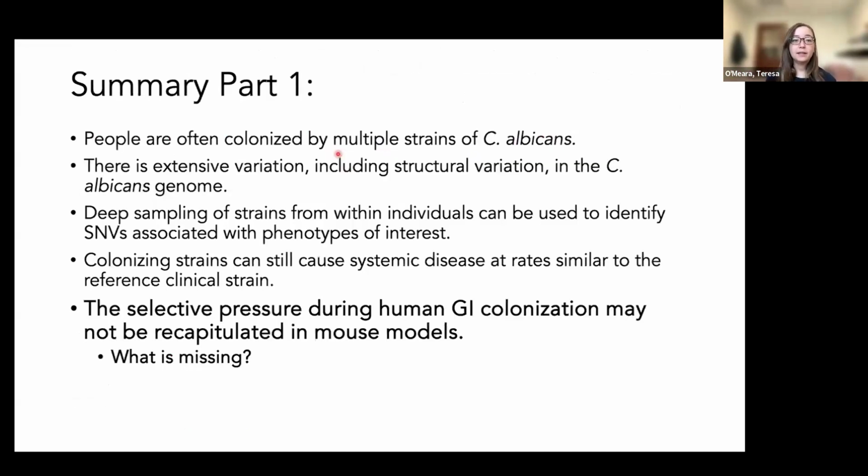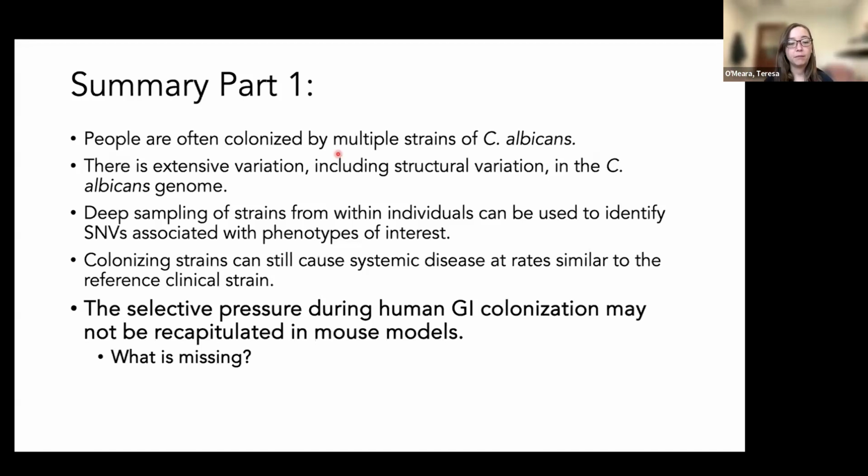So the summary for part 1 is that people are often colonized by multiple strains of Candida albicans. We don't just get one strain from our mothers and keep them forever. We can share them amongst your classmates. There's extensive variation, including structural variation in the genome. There's a very plastic chromosome structure. And if we have deep sampling of strains, not just one representative isolate, we can identify SNPs associated with phenotypes of interest. I think people working in the bacterial space are often using this for identifying population level resistance to antibiotics.